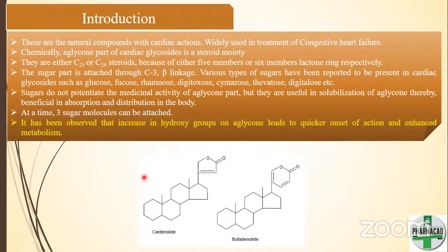A short introduction. I had already spoken a little about this, cardenolide, bufadienolide, so I have already explained it to you all. We will do a revision of it and start. So what are they? They are natural compounds with cardiac action, widely used in treatment of CHF, that is congestive heart failure. Chemically, the aglycone part is a steroid moiety, either C23 or C24 steroid, because of either a 5 or 6-membered lactone ring. This is the 5-membered lactone ring and this is the 6-membered lactone ring.